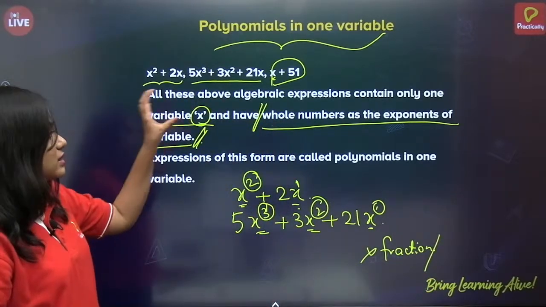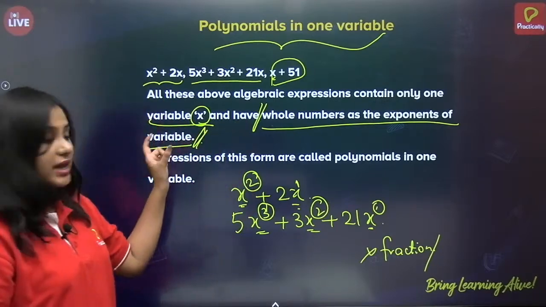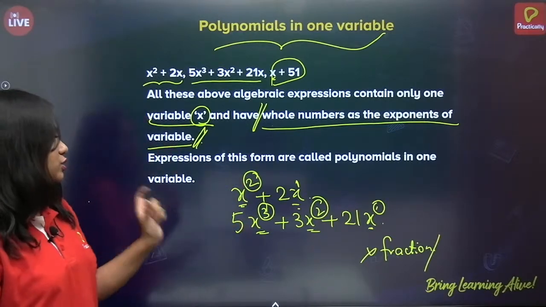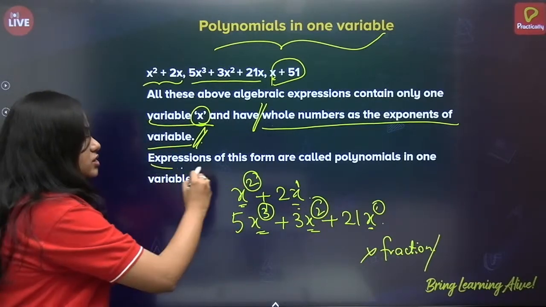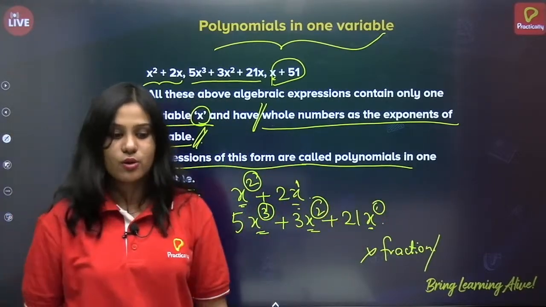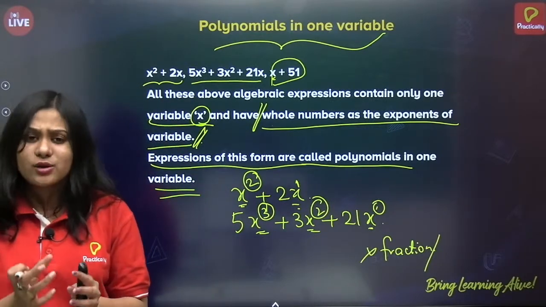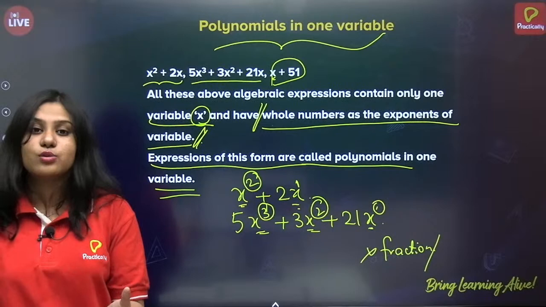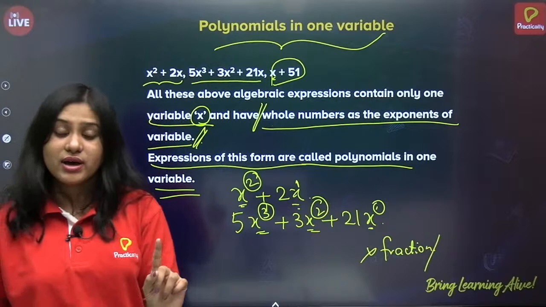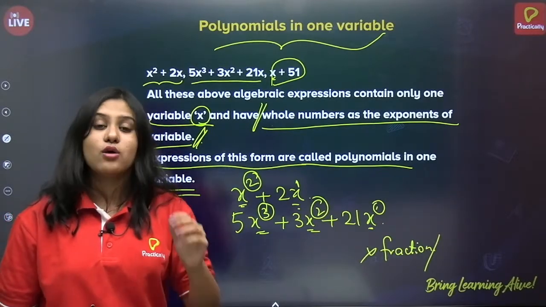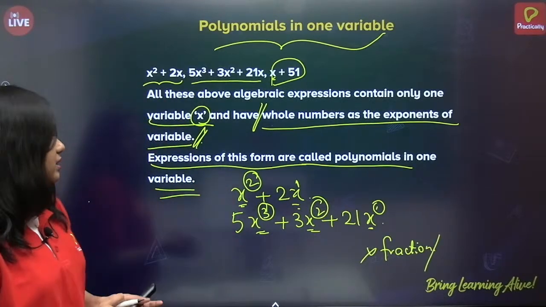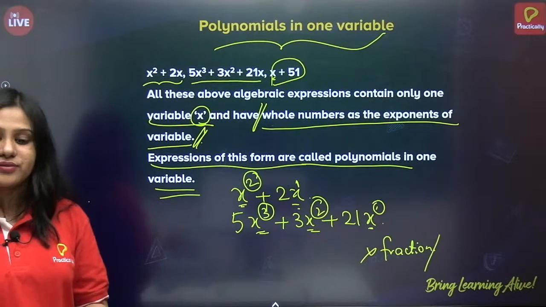So all these above algebraic expressions contain only one variable x and have whole numbers as the exponents of the variable. These expressions are known as polynomials in one variable. So to consider one as a polynomial, we have to see these two things: it has only one variable, and the exponents are only whole numbers. I hope it is clear what a polynomial in one variable is.